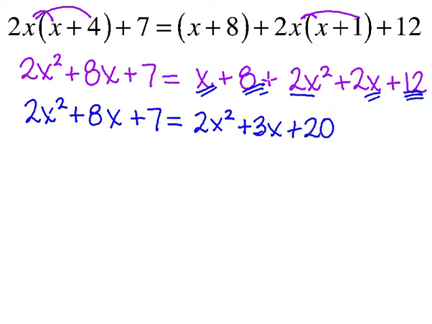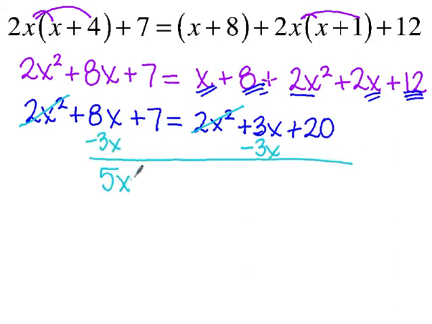Now, what do you notice about each side? They each have some like terms. They each have a 2x squared, right? So the beautiful thing about that is they're gone. And that should help because we don't know how to solve something with an x squared yet. So now I'm going to go ahead and get the x's on one side. So I end up getting 5x plus 7 equals 20.